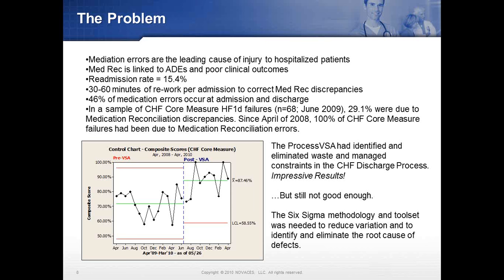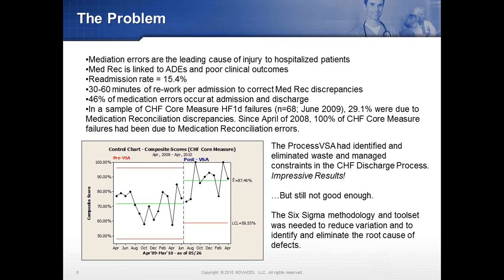29.1% of these heart failure core measure failures were due to medication reconciliation (MedRec) discrepancies. Anyway, we knew that this was just a proxy measure. We knew that if we dug deeper, we would find something even uglier. But in order to do that, we needed to come up with a measurement plan, which is also something that you do in Six Sigma.